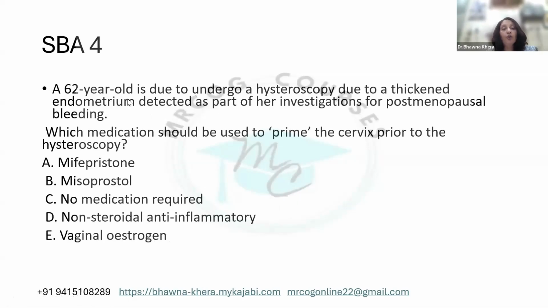Now, SBA 4. A 62-year-old is due to undergo a hysteroscopy due to the thickened endometrium detected as part of her investigations for postmenopausal bleeding. Which medication should be used to prime the cervix prior to the hysteroscopy? So here, what do we use to prime the cervix? What we talked about in the guideline, we do not use anything to prime the cervix routinely. And we don't see any risk factor here too. So basically, what would be the correct answer? That no medication is required.